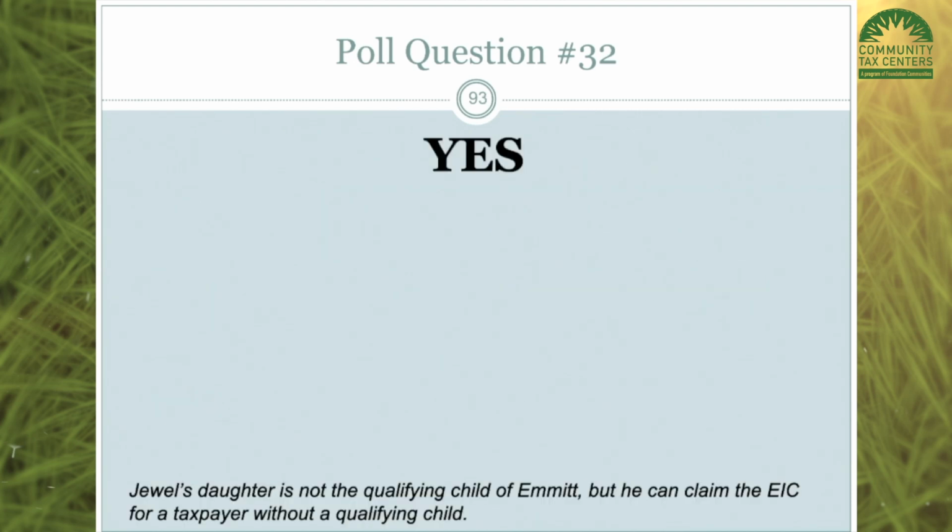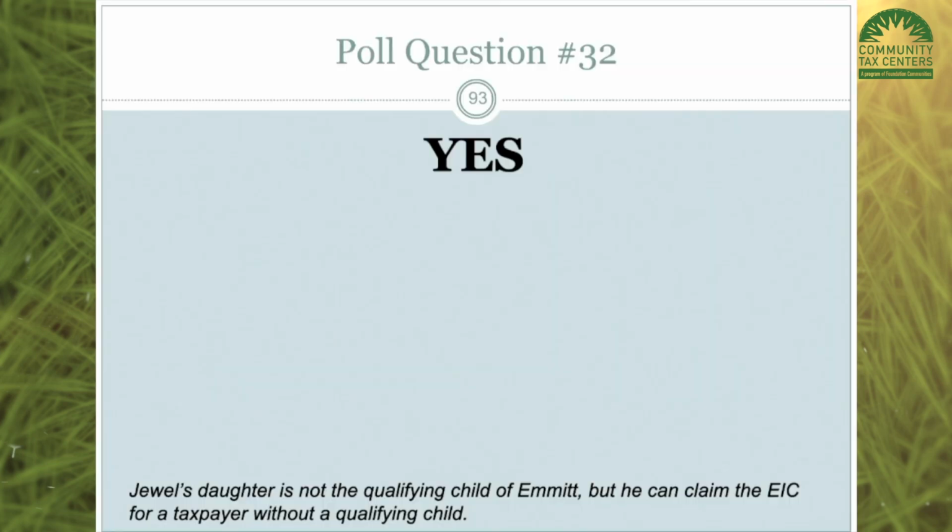Yes. So yes, Jewel's daughter is not the qualifying child of Emmett, so he is claiming the EIC for a taxpayer without a qualifying child.